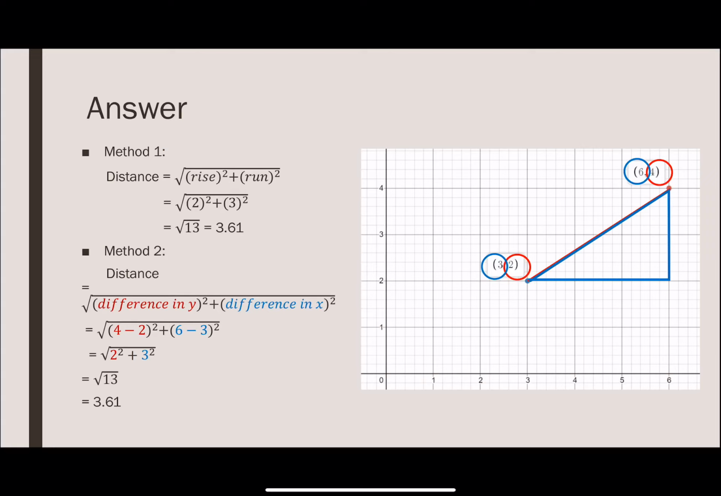Second method, you're just using the difference in the y. So you can see the y value for the coordinate on the right is 4. The y value for the coordinate on the left is 2. You find the difference. Then we do the same for the x. The x value for the coordinate on the right is 6. The x value for the coordinate on the left is 3. So you find the difference, which is 3. So you also will be able to get the answer as 3.61.